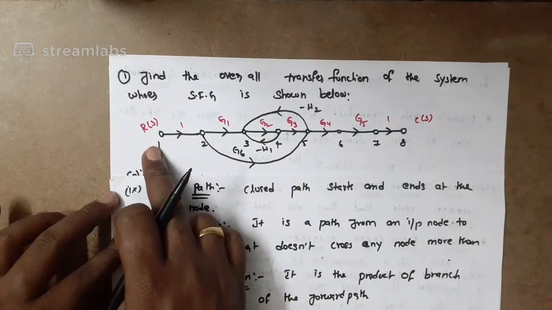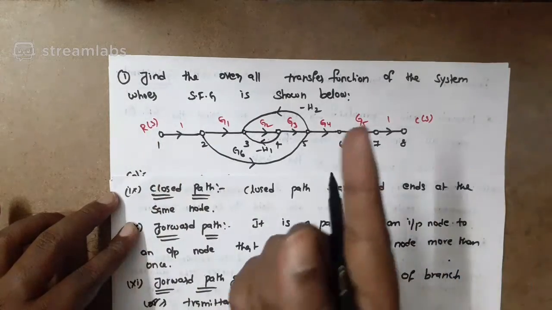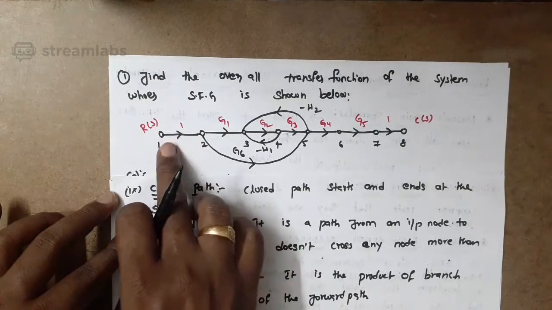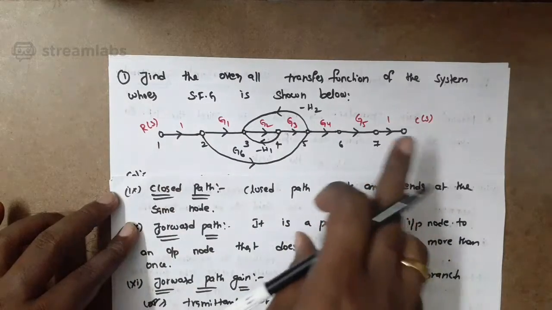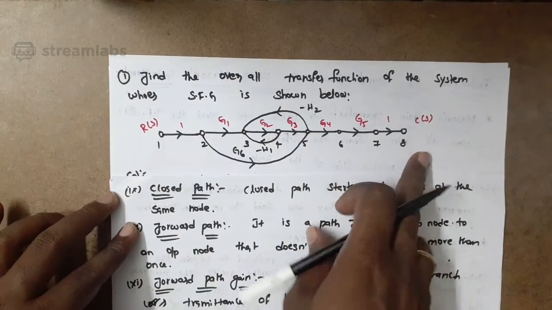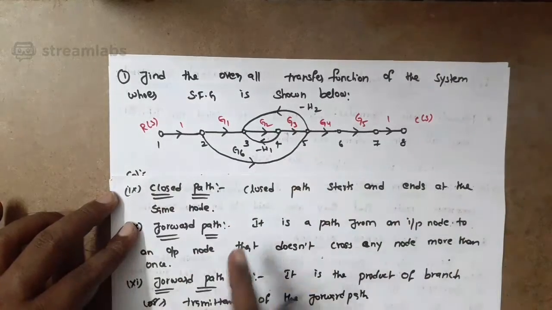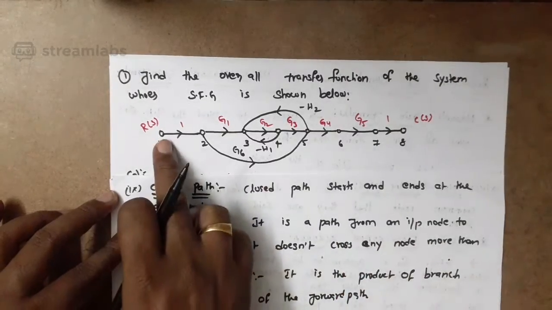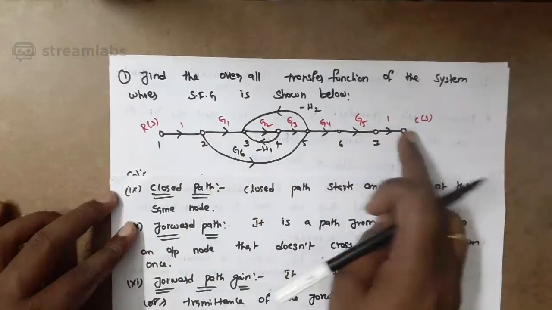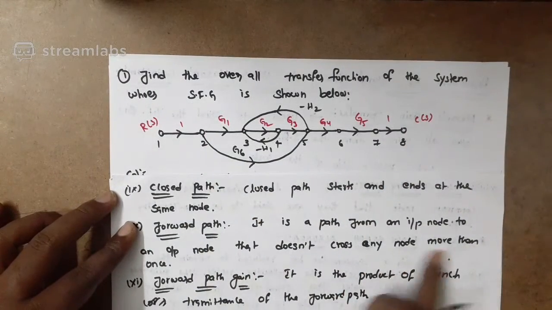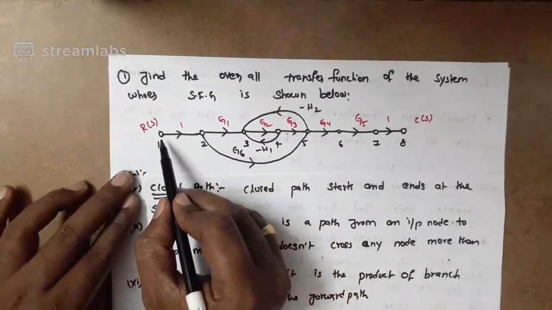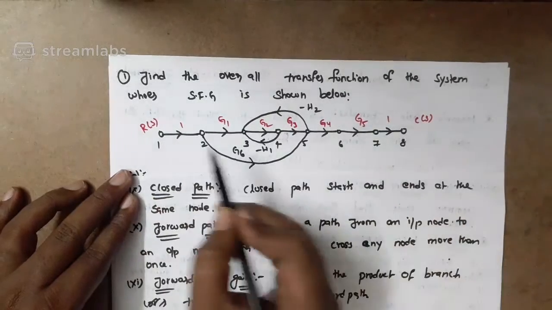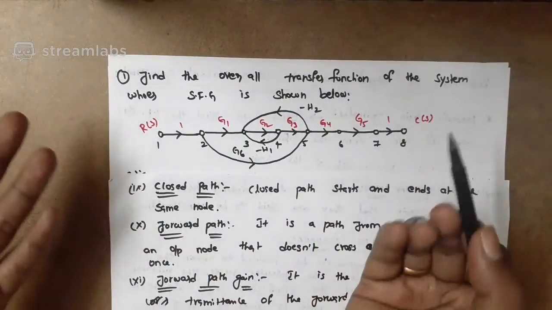What is an input node? The node which has only one outgoing branch, that's why it is known as an input node. The node with only one incoming branch is the output node. So 8 is the output node and 1 is the input node. The forward path from 1 to 8 doesn't cross any node more than once.